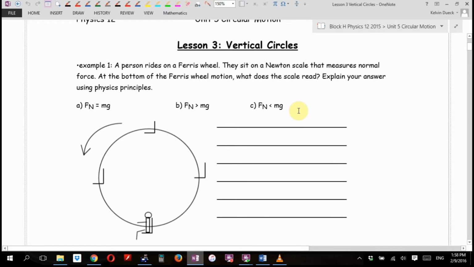Person sits or rides on a Ferris wheel. Kohei, you with me? Good.